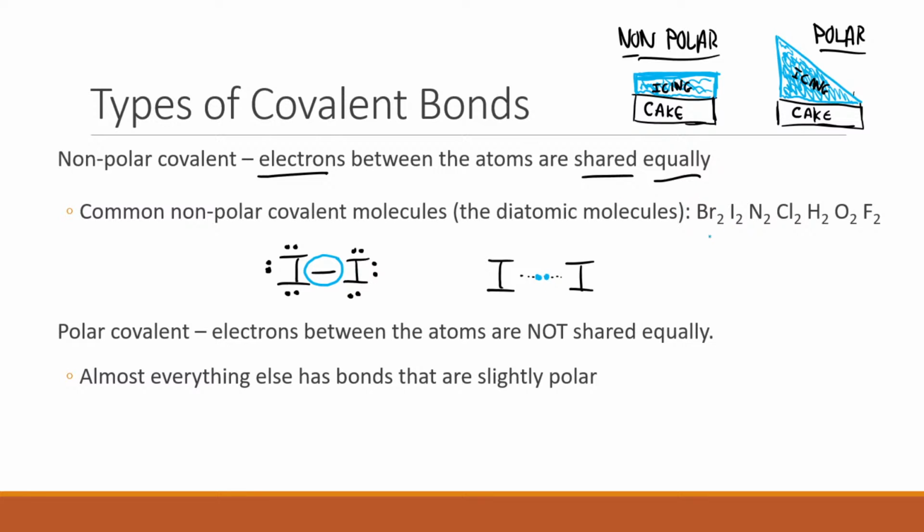And so if you look, all of our examples here, Br2, I2, N2, Cl2, H2, O2, F2, all of these examples are molecules where it's an atom bonded to another copy of the same atom. That makes the bond nonpolar. That makes us have this even distribution of electrons.